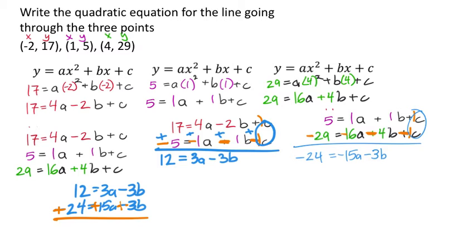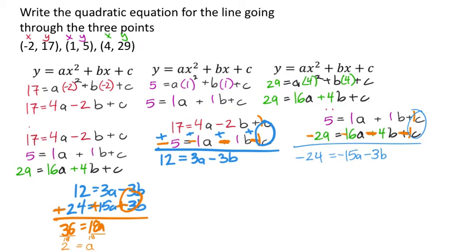We got the 3b's, and it was showing plus, but negative 3b's plus 3b's zeroes out or eliminates itself. So 12 plus 24, that'd be 36 equals 3a's plus 15a's is 18a's. Holy smokes, I wish someone had told me earlier, but the answer here is a is 2. So I'm going to divide both sides by 2. A, as it turns out, is 2.